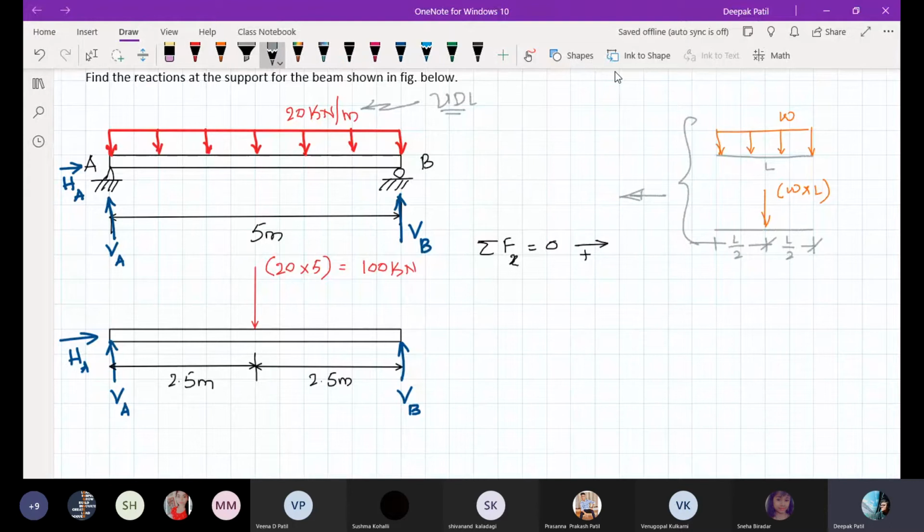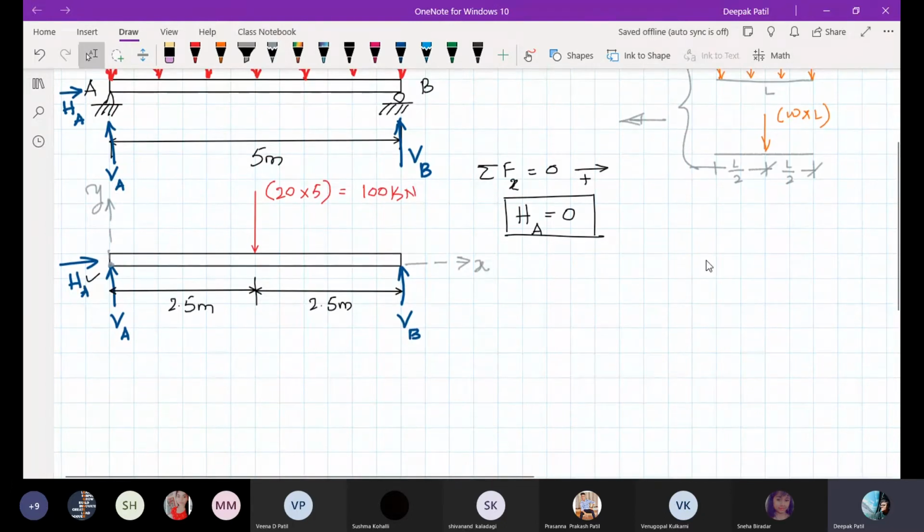You can once again imaginarily mark the x and y axis. Let me take this as the x axis and this as the y axis, and let this be the origin. Now if you see along the x axis there is only one force, and that is HA, and no other force in the x direction. So I can directly say that HA is 0. This is the first value you have already got.